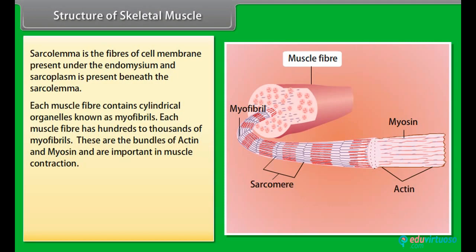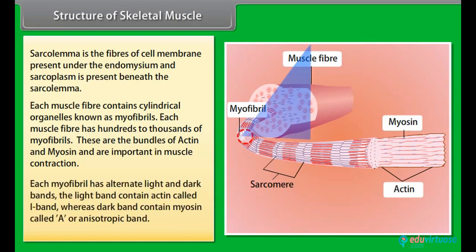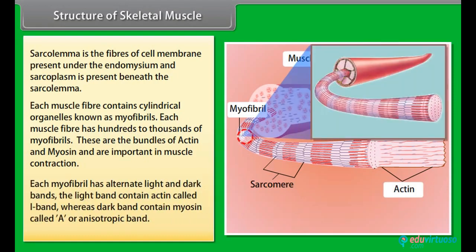Each muscle fiber contains cylindrical organelles known as myofibrils. Each muscle fiber has hundreds to thousands of myofibrils. These are the bundles of actin and myosin and are important in muscle contraction. Each myofibril has alternate light and dark bands. The light bands contain actin, called I band, whereas the dark band contains myosin, called A or anisotropic band.